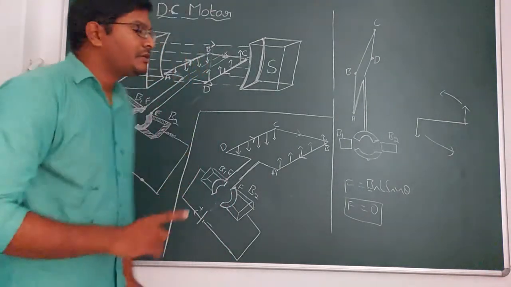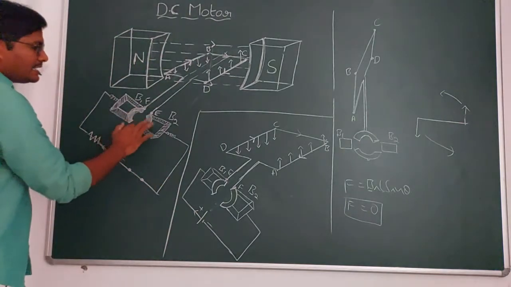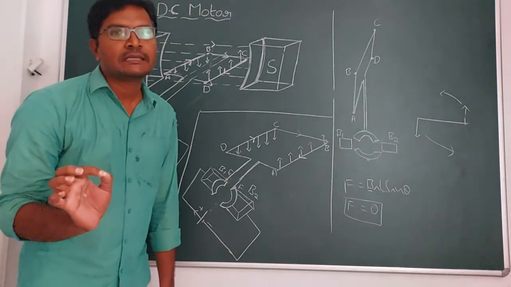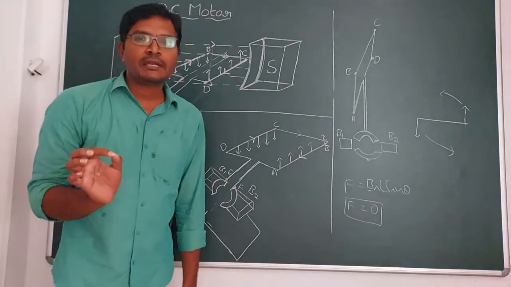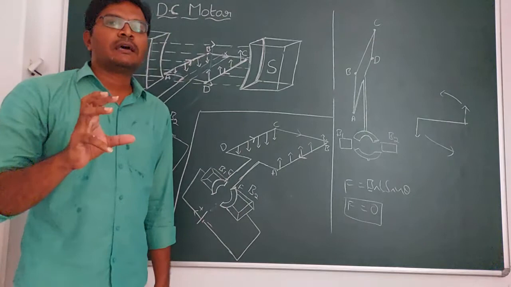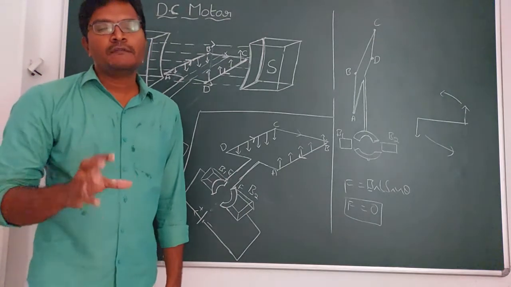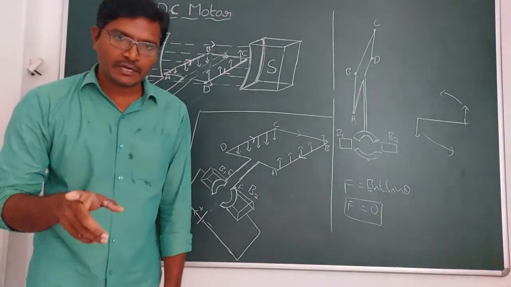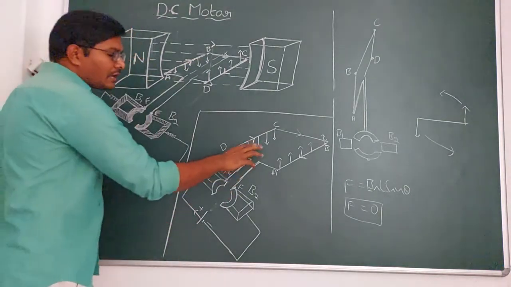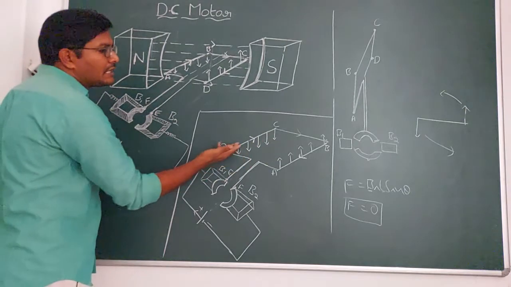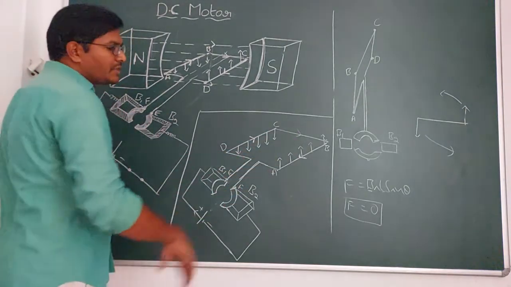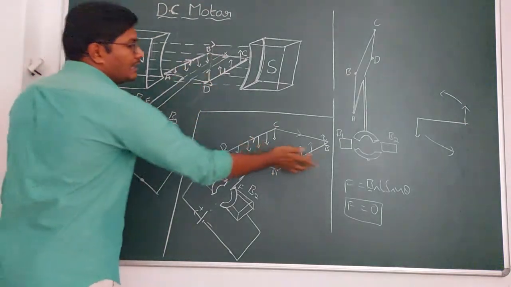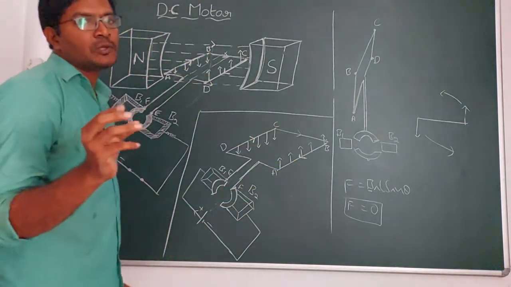And here one thing you need to remember: this split ring, we call it a commutator here. Commutator means, in electrical terms, commutator is nothing but something which can reverse the direction of current. The one that reverses the direction of current, we call it a commutator. After half rotation, the direction of current reverses in the armature. So previously it went C to D, now it goes D to C. Previously it went A to B, here it comes B to A. That means the direction of current gets reversed.